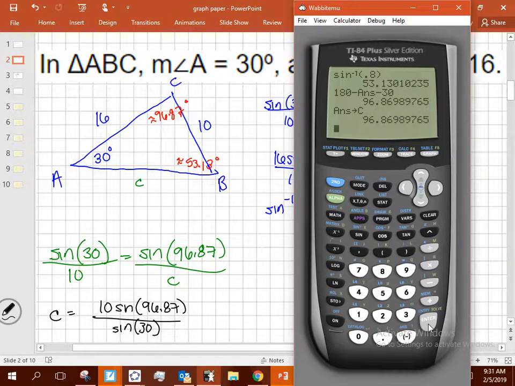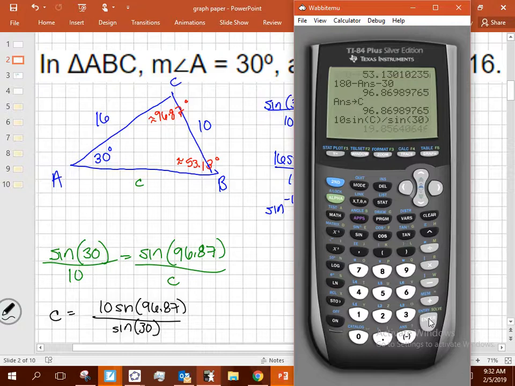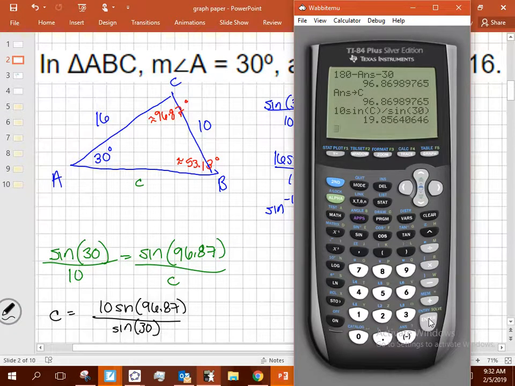So I'm going to take 10 sine of C, and we'll divide that then by sine of 30. And it's going to give me that number there. And that's the length of C. That's 19.85. And now what's nice about that number is that I am accurate out to that last 6.